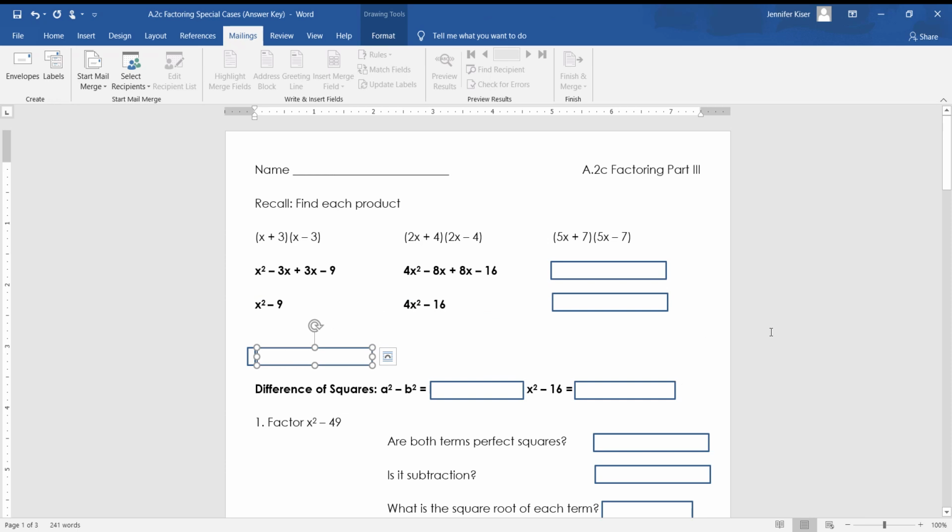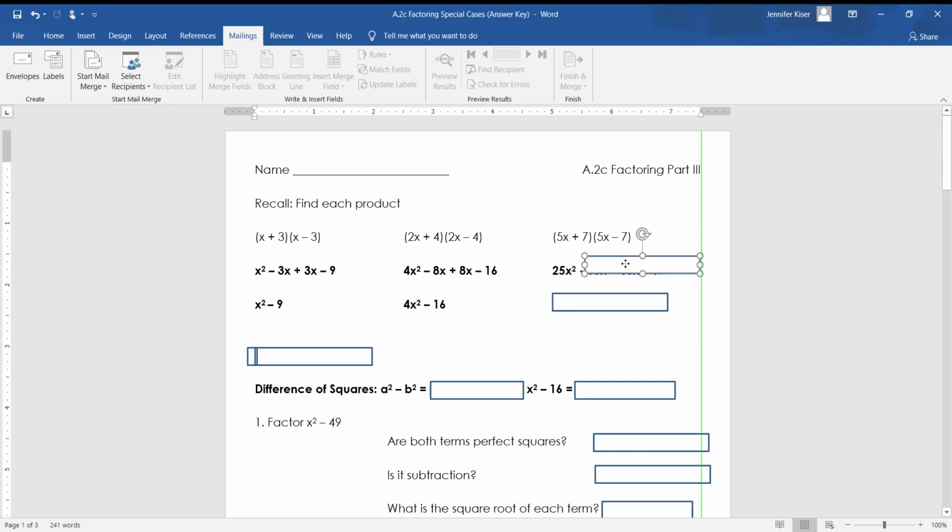And then for this one here, 5x times 5x first, so that'd be 25x squared. So you'll have 25x squared to start. And then you can distribute the 5x to the -7. So minus 35x next. And then 7 times your 5x, so that'd be plus 35x next.